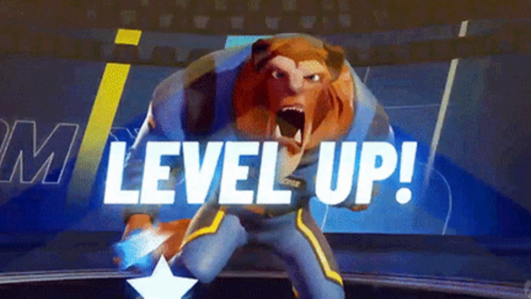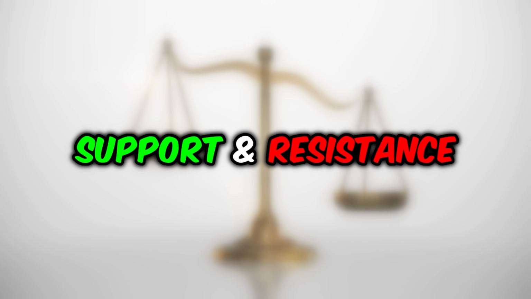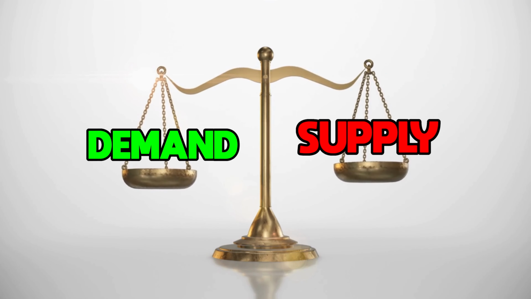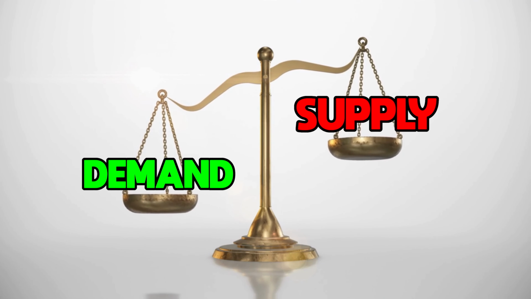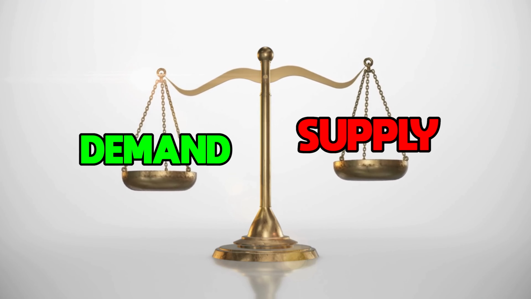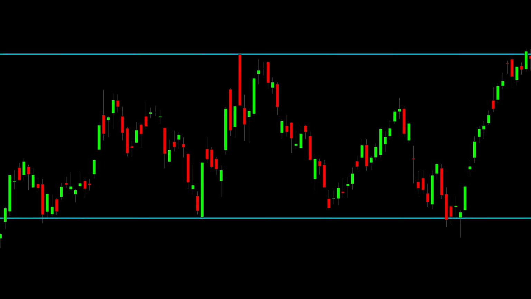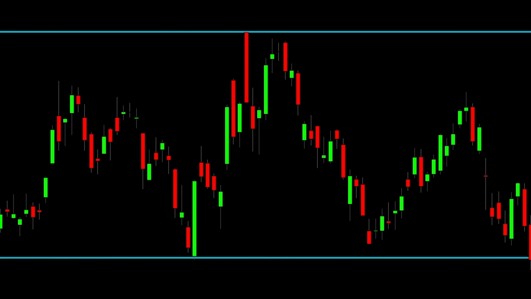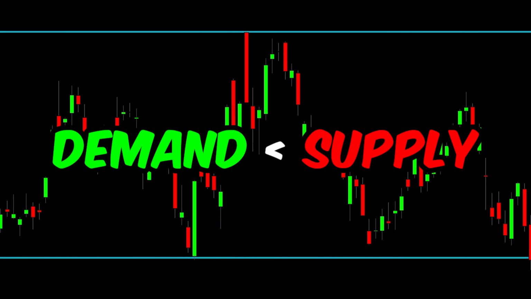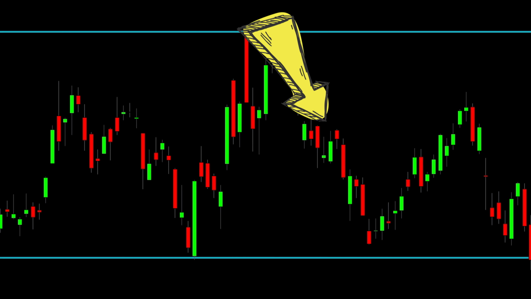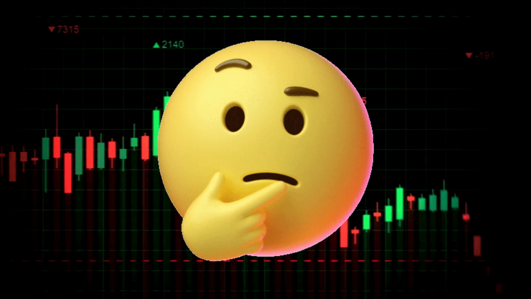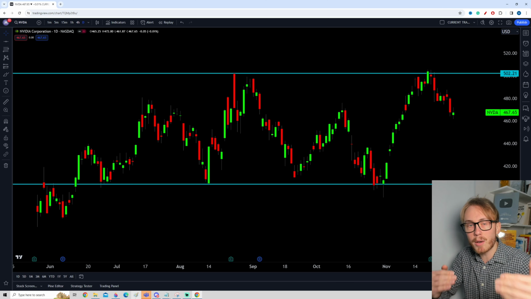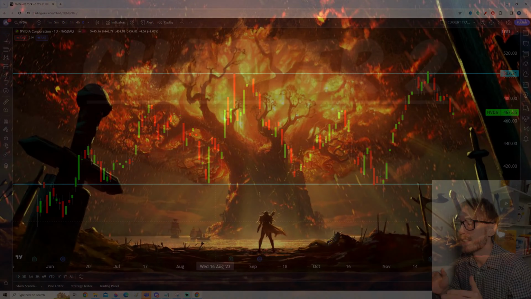So a better definition, in my opinion, is that support and resistance is an area on the chart where we see an imbalance between supply and demand. If we have more demand than supply, the price will be pushed up. And if we have more supply than demand, the price will conversely be pushed down. And thinking about support and resistance as an imbalance between supply and demand is something I want you guys to have in mind throughout the rest of this video.